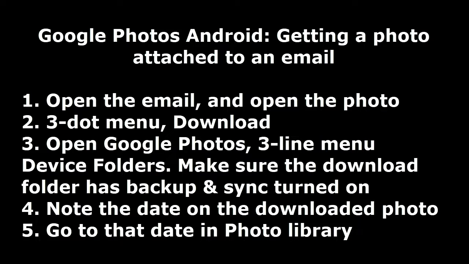So to recap, if you have an Android phone and you receive a photo attached to an email, you open the email and open the photo. Tap the three-dot menu and download. Open Google Photos, tap the three-dot menu and look for device folders. Make sure the download folder has backup and sync turned on. Then note the date on the downloaded photo and you can now find it by date in your photo library.